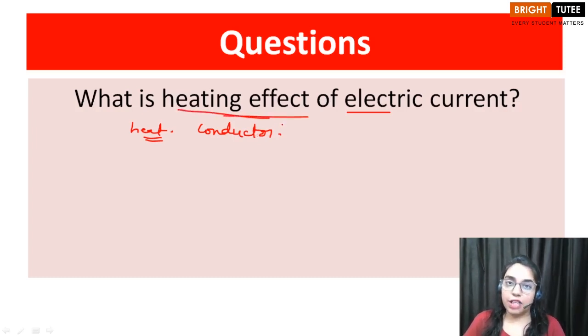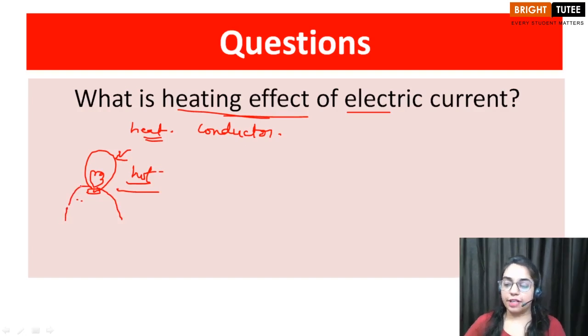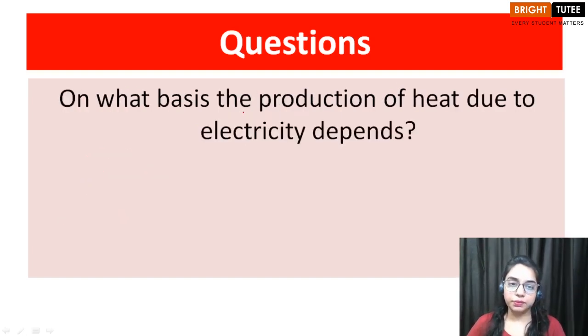Okay, and for example, you can give the example of a bulb. If you light a bulb for 5 minutes and then switch it off, and after switching it off you touch it, you will observe that the bulb has become hot. Okay children, and this is due to the current which was flowing through the bulb. Okay, so let's move to the next question.